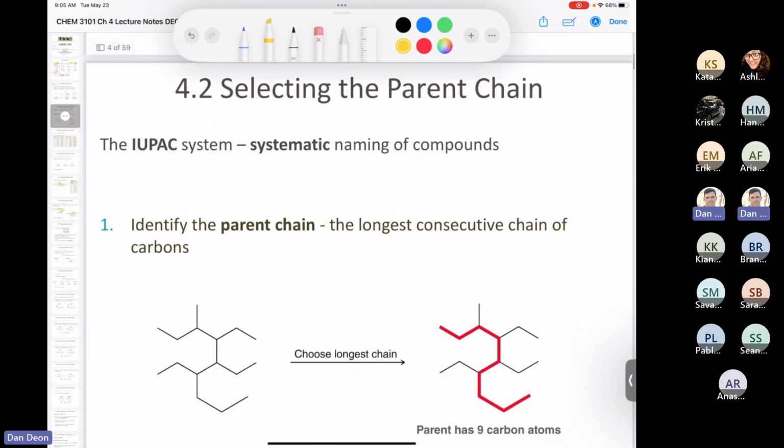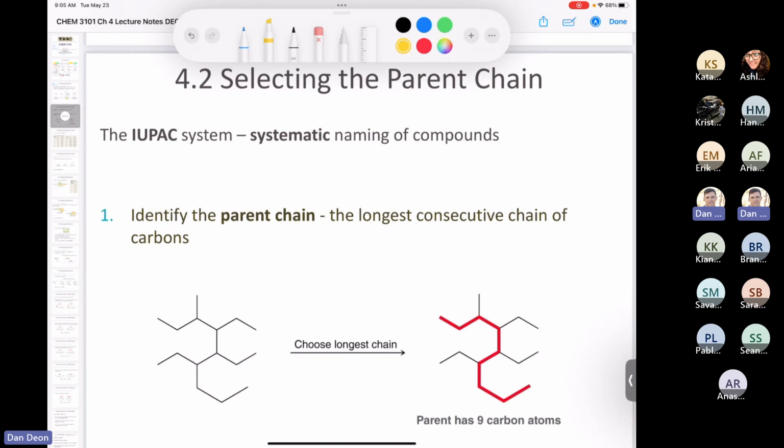Now, we're not going to name compounds like that. You don't have to memorize common names like caffeine and things like that. What you need to do is apply the IUPAC rules and give a systematic name to an alkane or a cycloalkane in this chapter. Okay, so how do we do that? Well, let's go through the rules. There's a few of them.